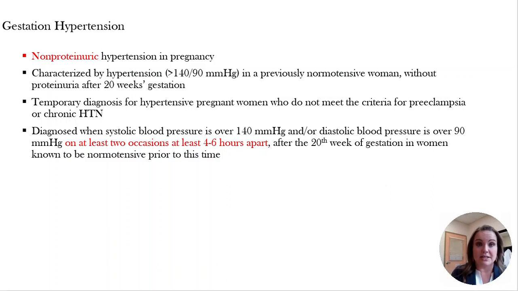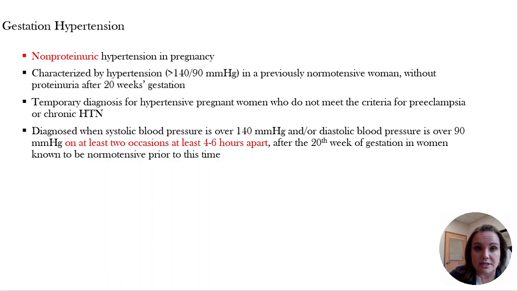Now this patient has hypertension, but she has no other issues going on. She doesn't have any protein in her urine. She doesn't have any organ involvement. It's just hypertension. So that is gestational hypertension, pregnancy-induced hypertension.